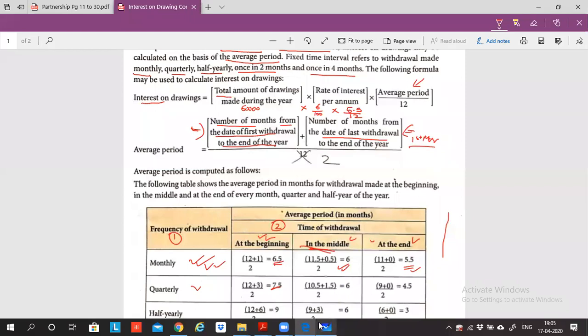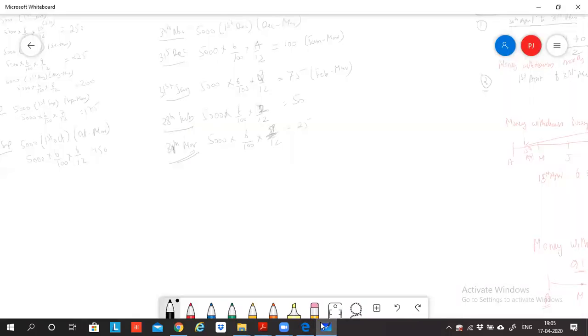So if I come back to my board, 60,000 is the money that I have used in the entire year. So into 6 by 100. What is the interest, Kana? Can somebody tell me? The 60,000 is the money that I have withdrawn in the year, and the interest on drawing is 6%. So what is the interest? Can somebody tell me? 3,600, sir.